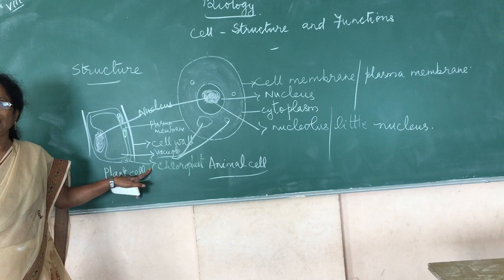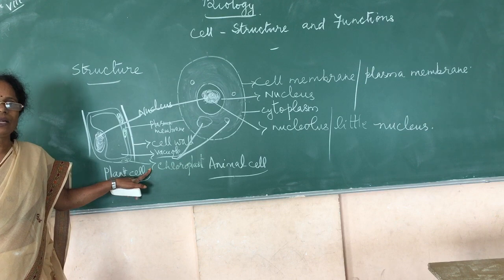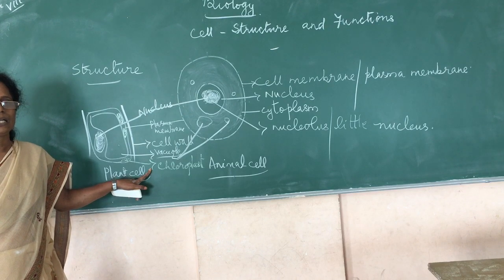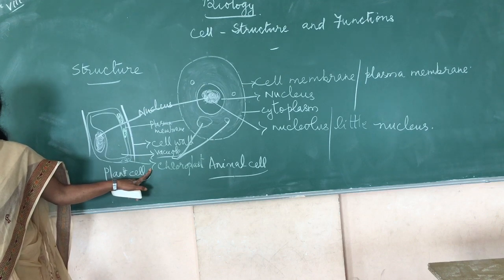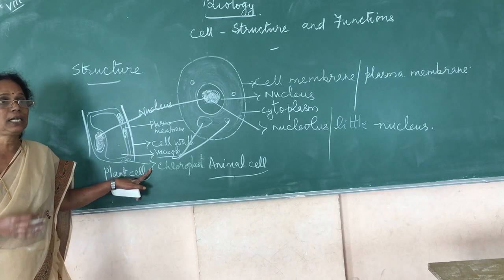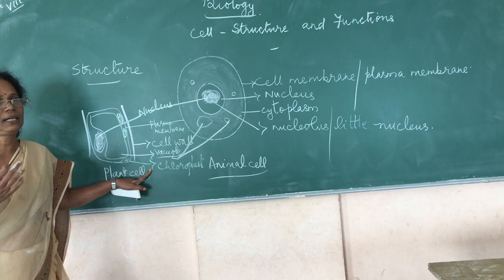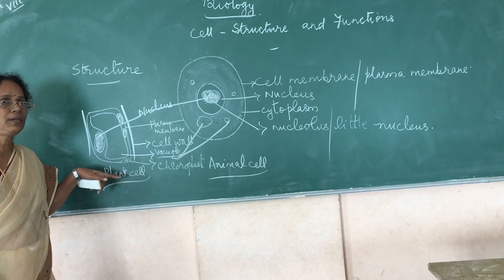Similarly, the chloroplast contains green pigment. Chloroplast is one of the plastids. There are different types of plastids: leucoplast, chloroplast. Leuco means colorless, colorless plastids. White blood cells contain colorless plastids called leucoplasts. Chromoplast: chromo means color, colored plastids. The plastids which contain colors are called chromoplasts, which you have to remember.